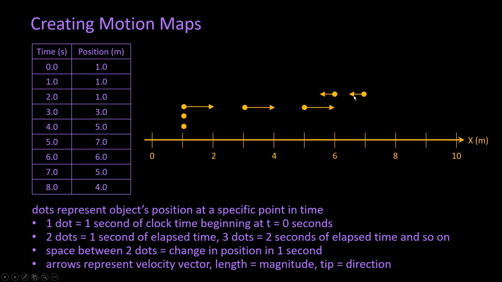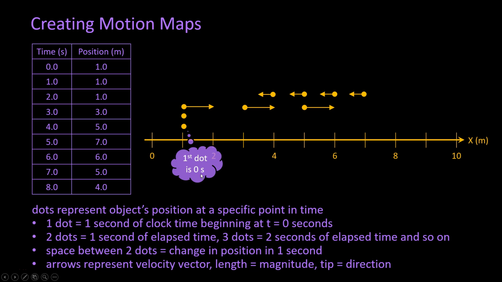So my arrow once again is only going to go halfway to the next dot, but because it's not moving as fast, the dots are spaced closer together, and therefore my arrow is only half the length of my original rightward arrows. And so we'll go ahead and finish this up, and when we get to 8 seconds, the object is at position 4. So this represents the motion, and let's just review some key points about this.